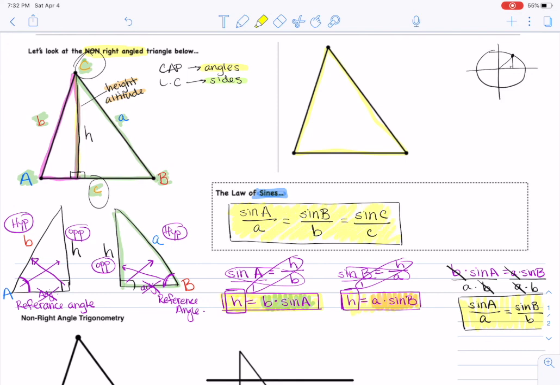Okay, it comes kind of in three flavors. You really will only use two of the flavors at a time. Just remember that capital A, capital B, capital C refer to angles of the triangle, and lowercase a, lowercase b, lowercase c refer to sides of the triangle. Okay, so this is the formula. We will be using it quite a bit over the next week or two. And in another video, I will show you how to use the law.